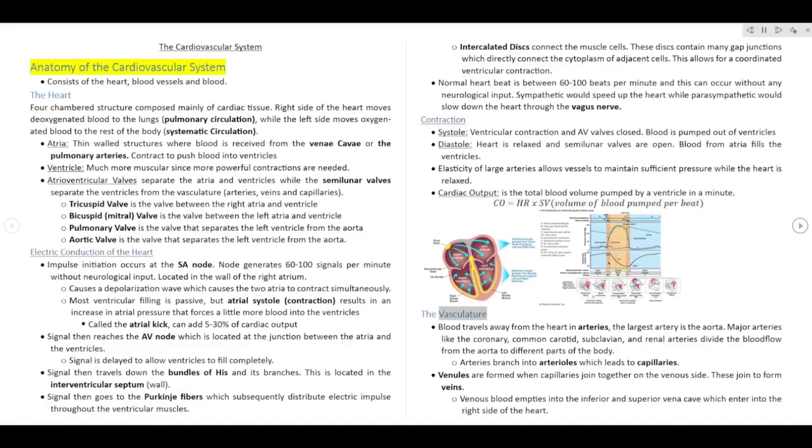The vasculature. Blood travels away from the heart in arteries. The largest artery is the aorta. Major arteries like the coronary, common carotid, subclavian, and renal arteries divide the blood flow from the aorta to different parts of the body. Arteries branch into arterioles, which lead to capillaries. Venules are formed when capillaries join together on the venous side. These join to form veins. Venous blood empties into the inferior and superior vena cava, which enter the right side of the heart.